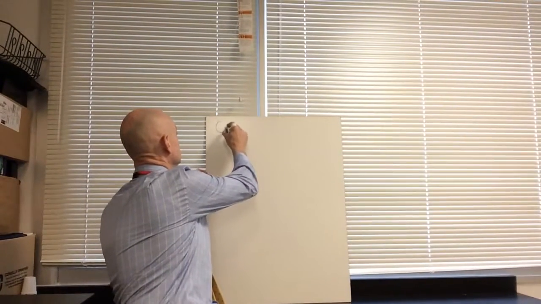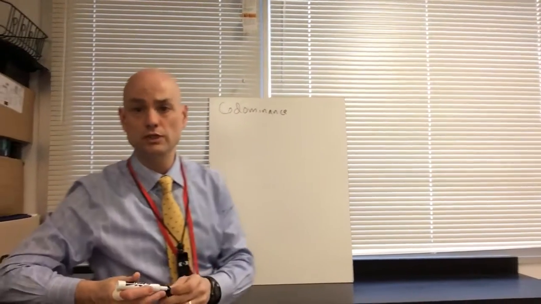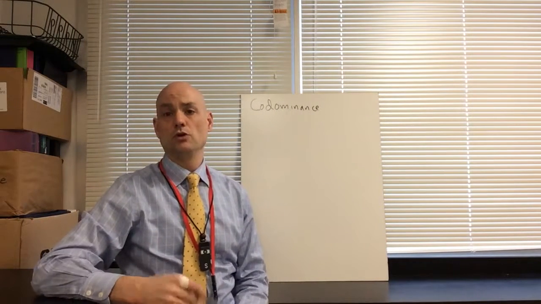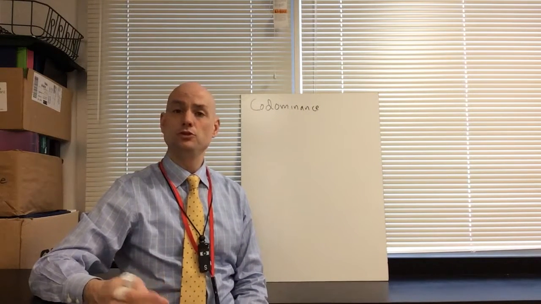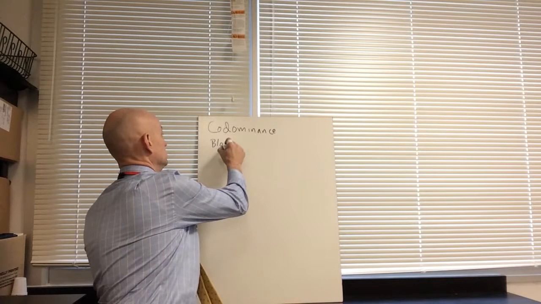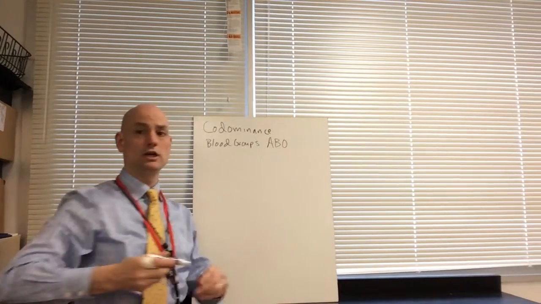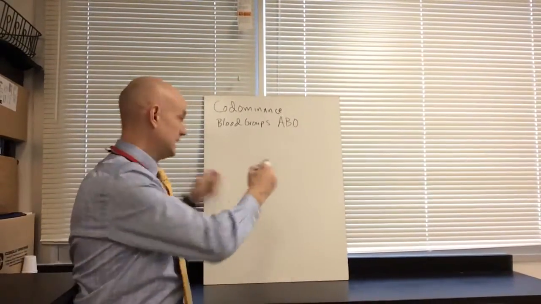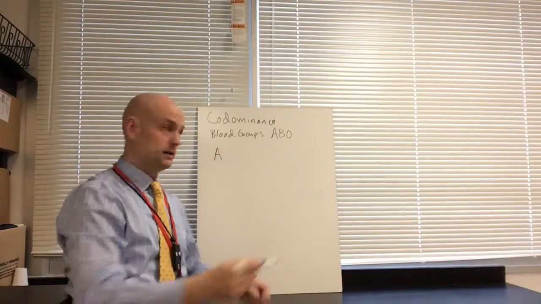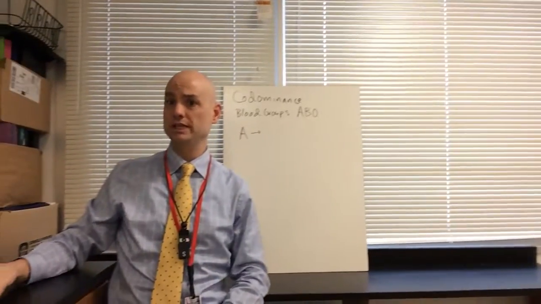Okay, everybody. So we're going to talk about what's called codominance. Codominance kind of refers to what happens if you have two traits that are dominant. And a great example is our blood groups: A, B, and O. Okay, so how does this work? If you have type A, it has a trait that expresses a protein on the surface.